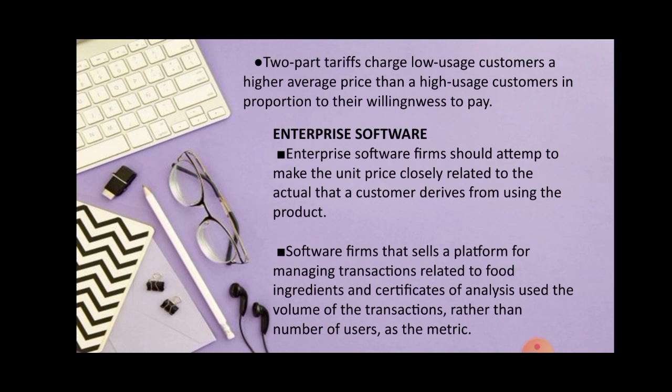So, enterprise software firms should attempt to make the unit price closely related to the actual value that customer derives from using the product. Software firms that sell a platform for managing transactions related to food ingredients and certificates of analysis use the volume of transactions rather than the number of users as the metric. So, dito naman, nilalagyan yung price dun kung ilan yung nagagamit mo, hindi kung ilan yung gumagamit. Like for example, software para sa hospital, ilan yung nagagamit, dun lang ilalagay yung price, hindi kung ilan yung gagamit.